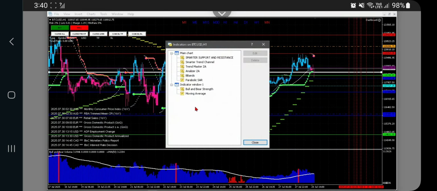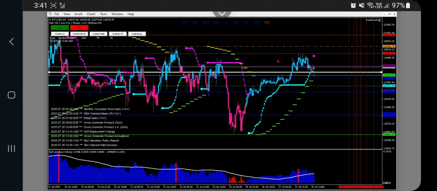Let me just clear that. Delete. We're not actually using Bollinger Bands right now. I actually hid this. We only need that. As you can see, we've got a moving average applied to the Bollinger Band. That gives us this line that we have over here.